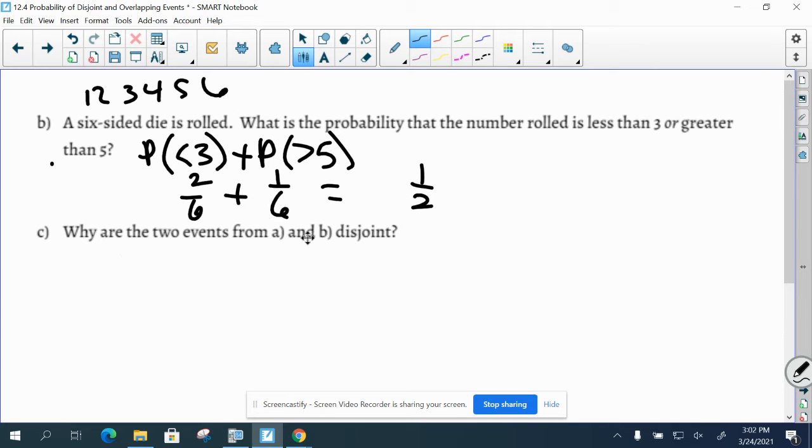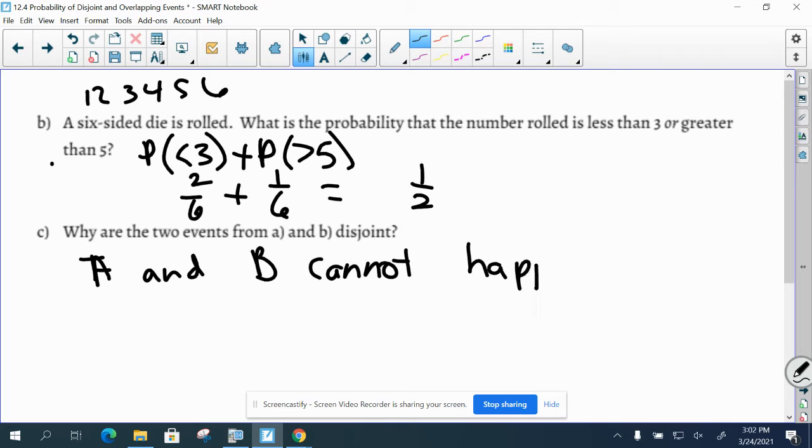And then the reason why these two events are disjoint is because they both can't happen at the same time. So A and B cannot happen at the same time.